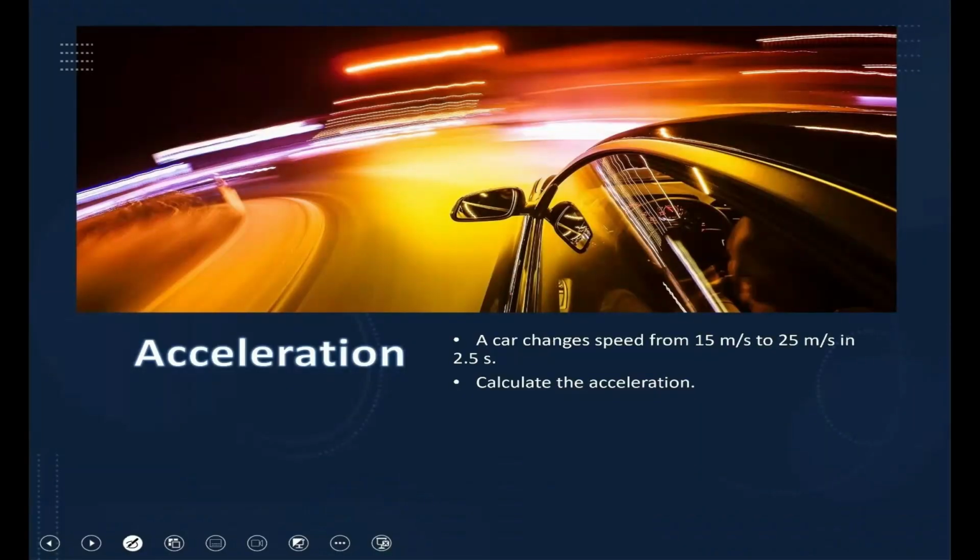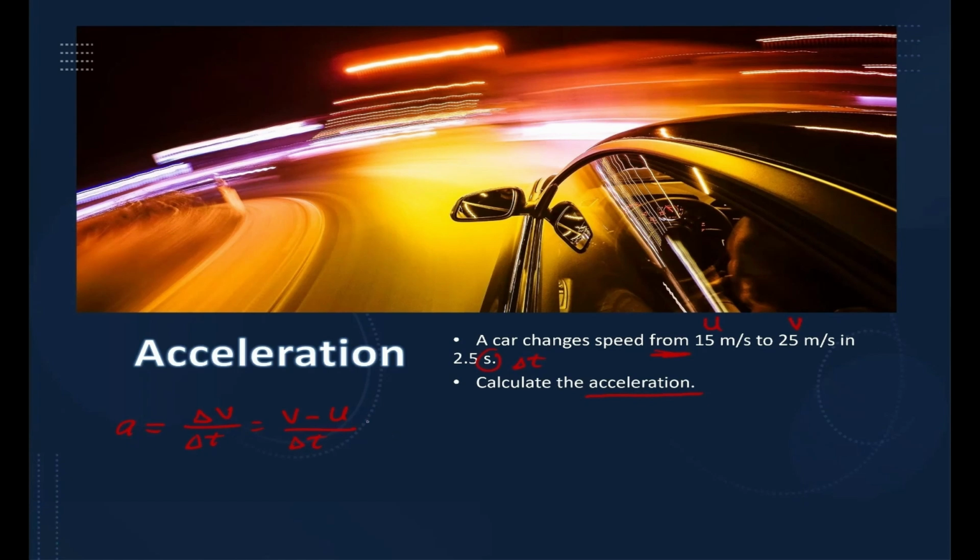Okay, let's try to answer this question. A car changes speed from 15 meter per second to 25 meter per second in 2.5 seconds. Calculate the acceleration. In this case, we are asked to calculate the acceleration. Acceleration equals delta v over delta t. It equals the final velocity minus the initial velocity over delta t. What are the givens here? They said that the car changes speed from, this is the initial speed, to this is the final speed, in 2.5 seconds. This is the time interval.